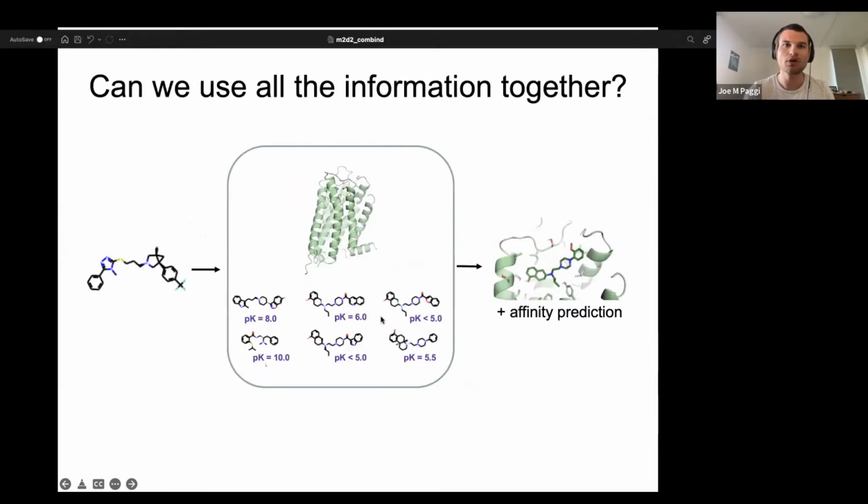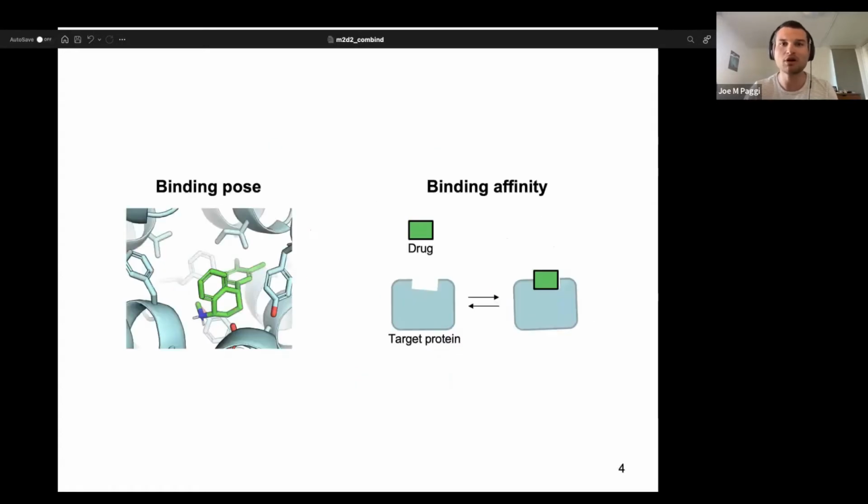So the impetus for our work was this question of, can you use both of these types of information together, while retaining a lot of the benefits of each of these methods? I'm going to talk first about a method for binding pose prediction, so predicting the 3D coordinates of the ligand in the binding site. And then towards the end, I'm going to talk about an extension of this method to work for binding affinity prediction.